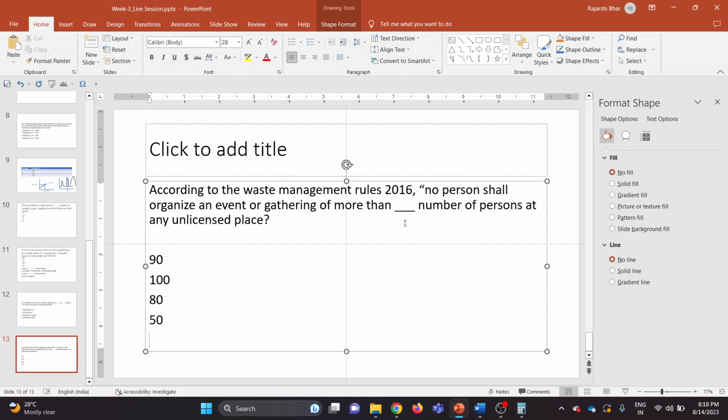If you want to organize any event where you are expecting more than 100 people, then you have to first intimate the relevant authorities at least 3 days prior to the event, 3 working days. So there should not be Saturday, Sunday, or such holidays in between. At least 3 working days prior, you should inform the authorities that you are planning such events.